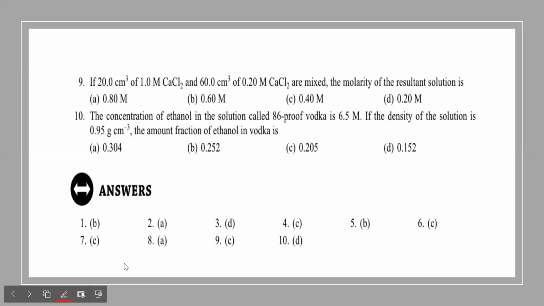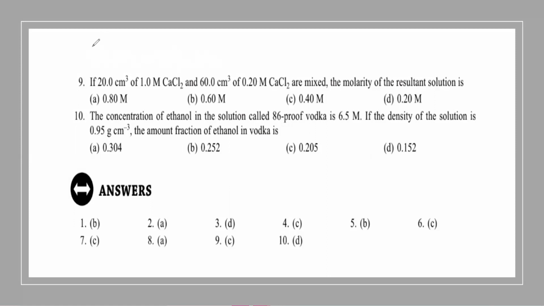So in this case, we have to find the molarity of the resultant solution. When two solutions are given, to find the resultant molarity, we have the formula M1V1 is equal to M2V2. By using this formula, for the ninth question we can write M1V1 is equal to M2V2. So this is the formula for finding the resultant molarity of the solution.